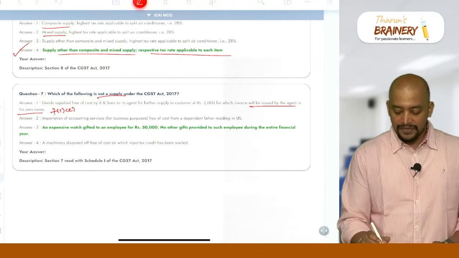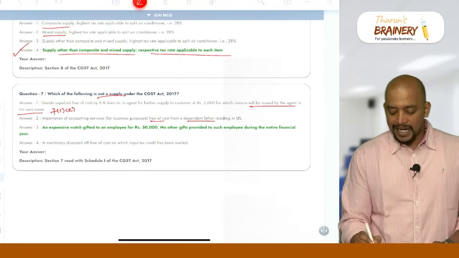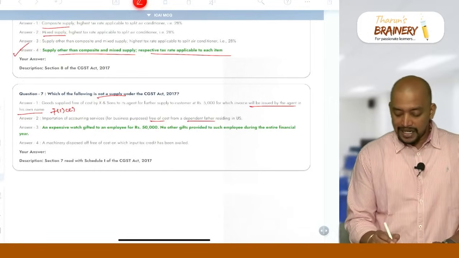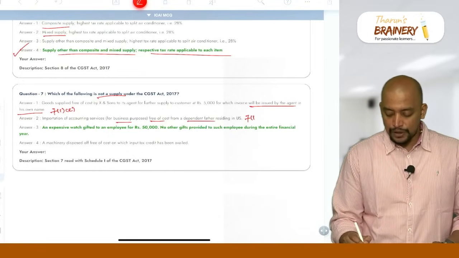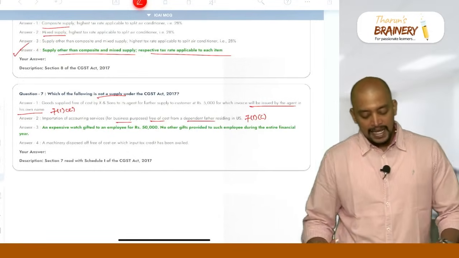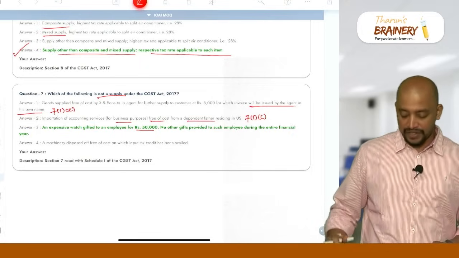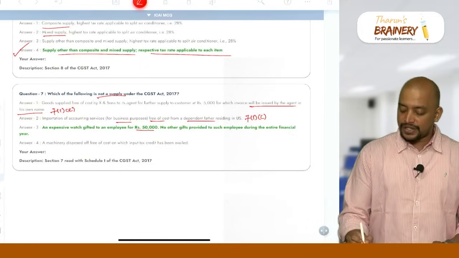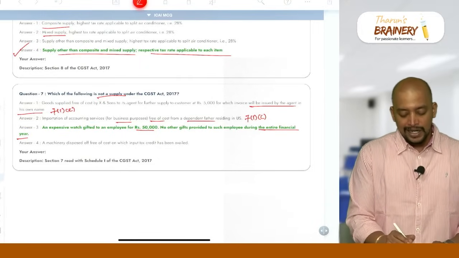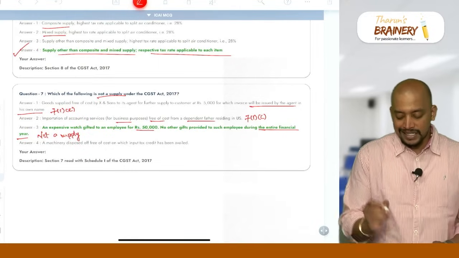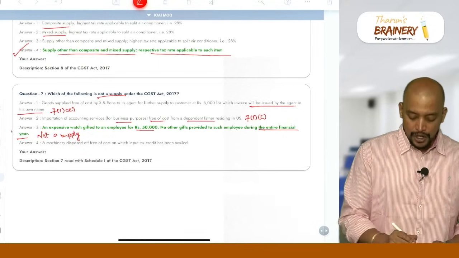Importation of accounting services free of cost from a dependent father. Dependent father means it will be coming under related party, and it is for business purpose. That will also become supply under Schedule I. An expensive watch gifted to an employee for rupees 50,000, exactly 50,000. No other gifts provided to such employee during the entire financial year, not a supply. Because the value of gift does not exceed 50,000, therefore answer 3.